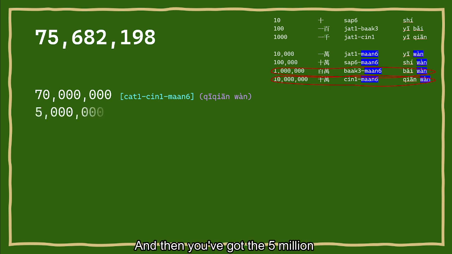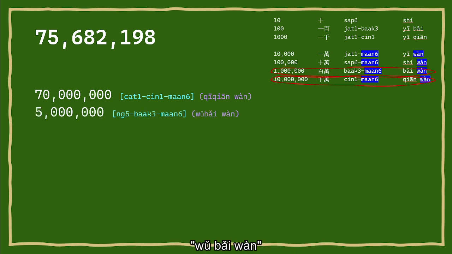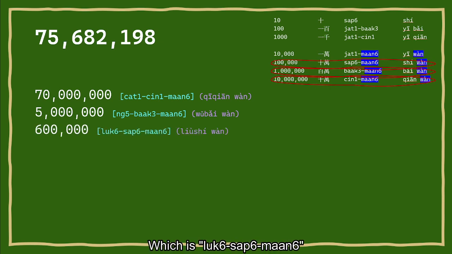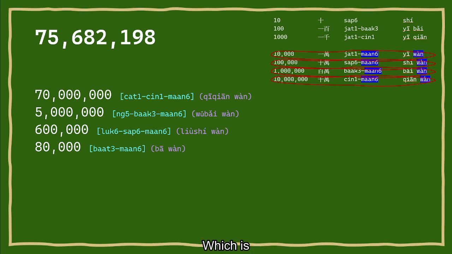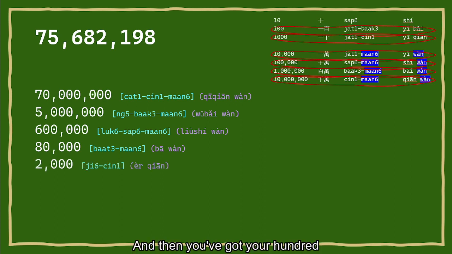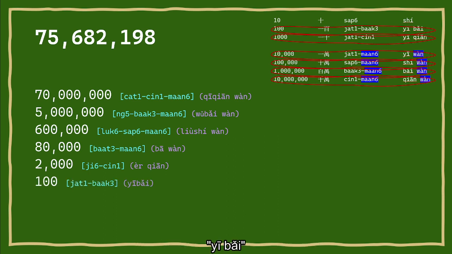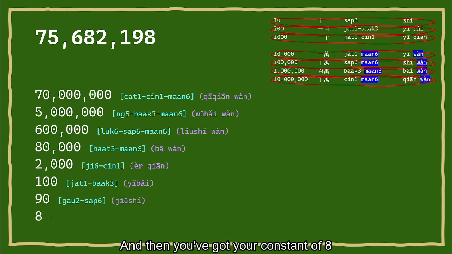And then you've got the 5 million, which is 500万. Then you've got 600,000, which is 60万. And then you've got 80,000, which is 8万. And then you've got 2,000, and you've got your 100, 90, and then you've got your constant of 8.